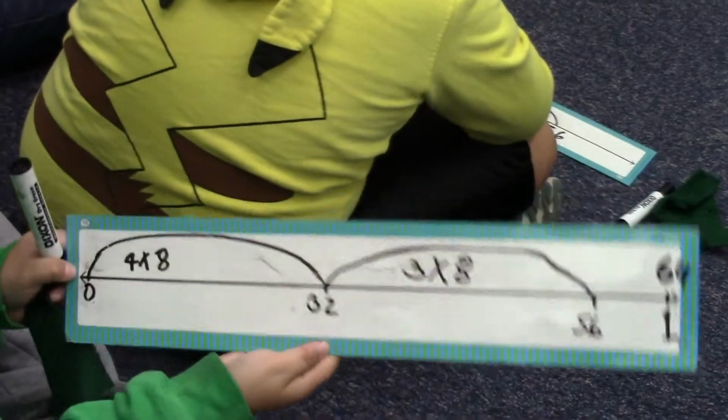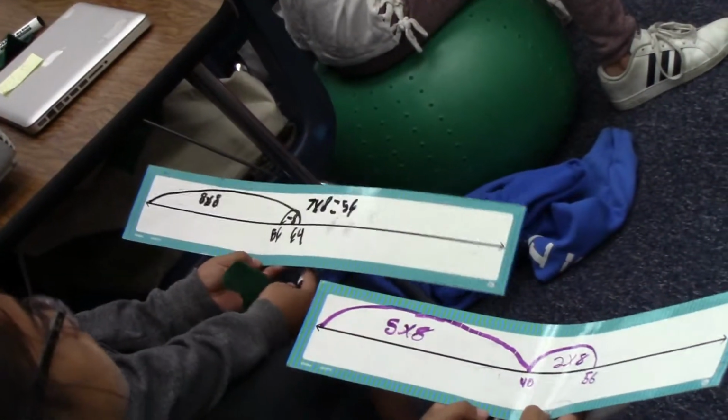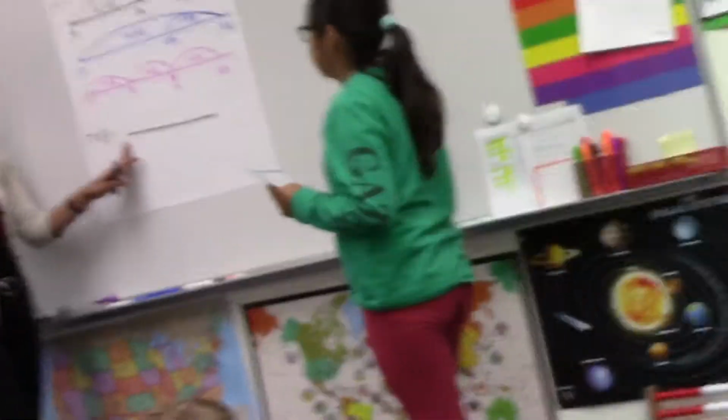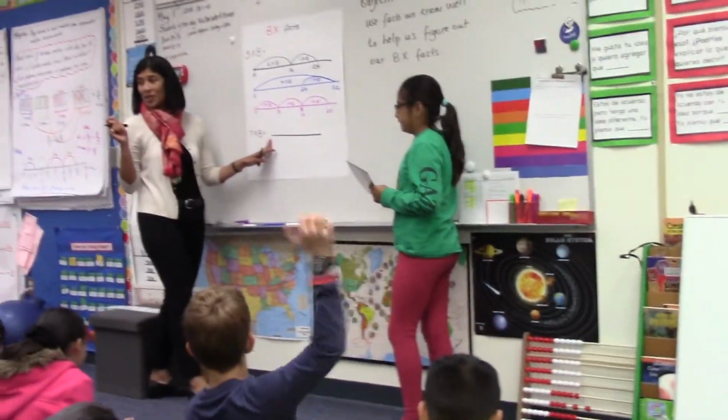A little bit different. Can I see yours? Oh, you subtracted. Okay, let's see what strategy you used. I notice a lot of you did 5 times 8. Why did you do 5 times 8?